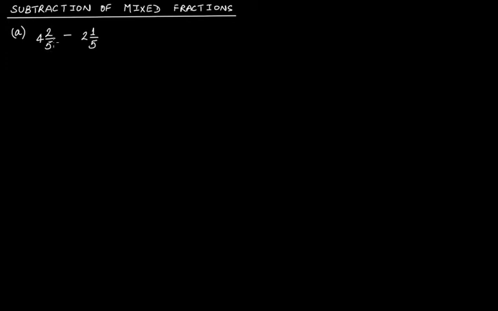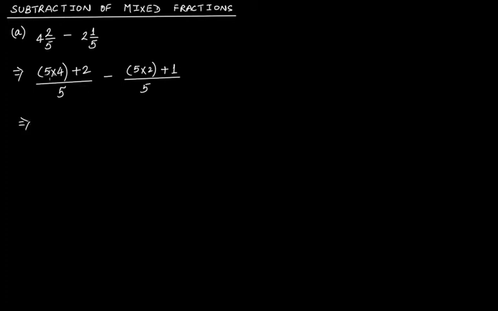So in solving this one, what you have to do is just convert them into their respective improper fractions. So if we have to convert this one into its improper fraction, then this will be equal to 5 times 4 plus 2, and denominator will be 5, minus this one, and convert this into its improper fraction. So this will be 5 times 2 plus 1, and the denominator will be 5.